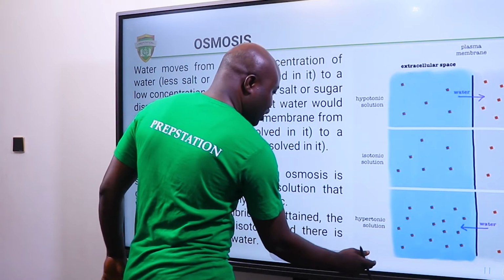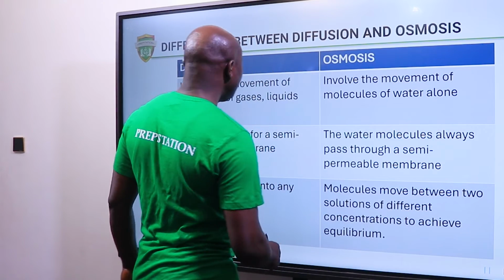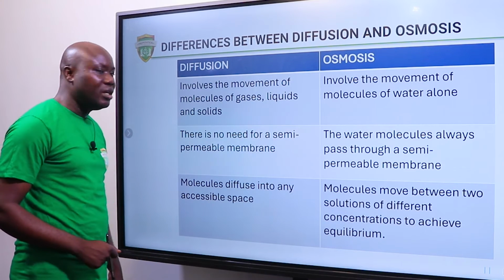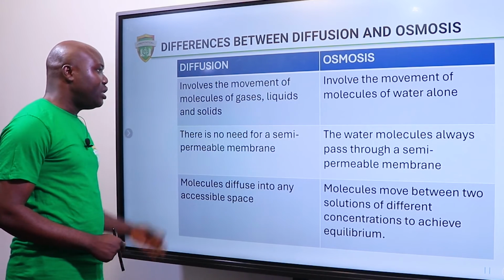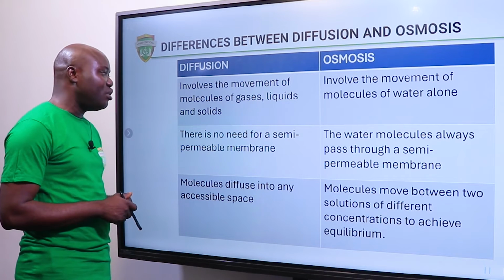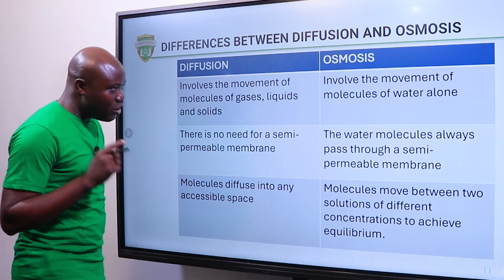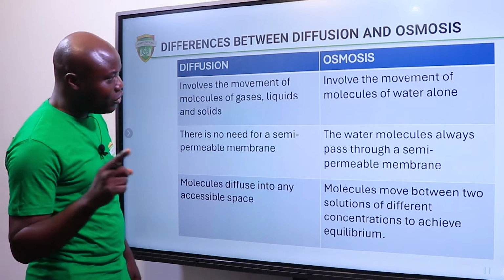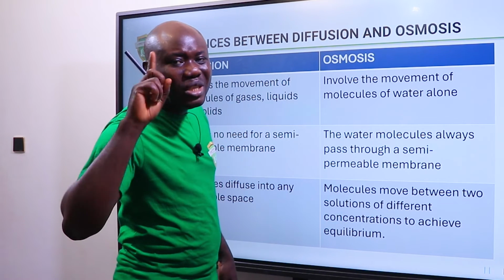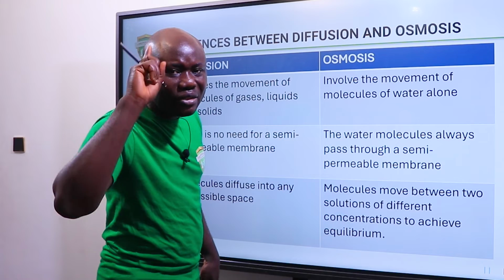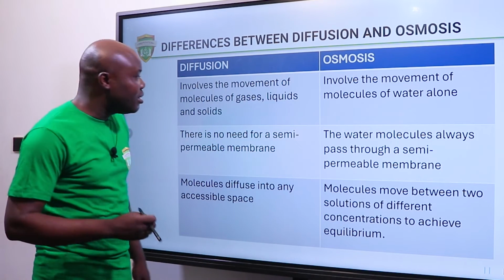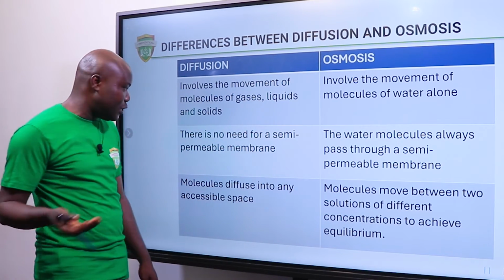Okay, so let's move on. Let's look at the differences between osmosis and diffusion. In the case of diffusion, it involves the movement of molecules of gases, liquid, and solid. But in the case of osmosis, pay attention, it involves the movement of what? Water molecules alone. Osmosis has to do with water molecules. But in the case of diffusion, it can be gas, it can be liquid, it can be solid.